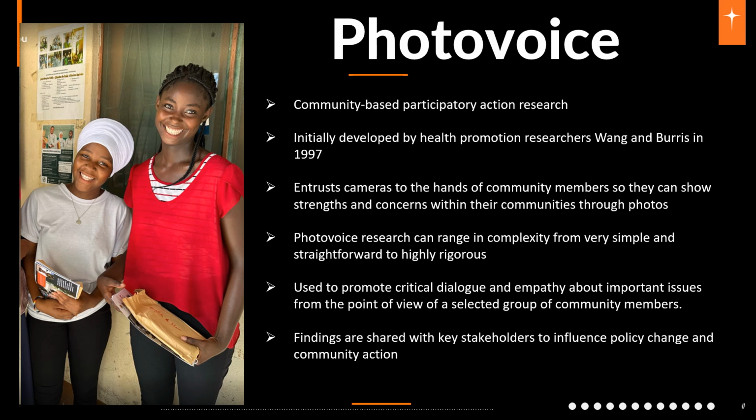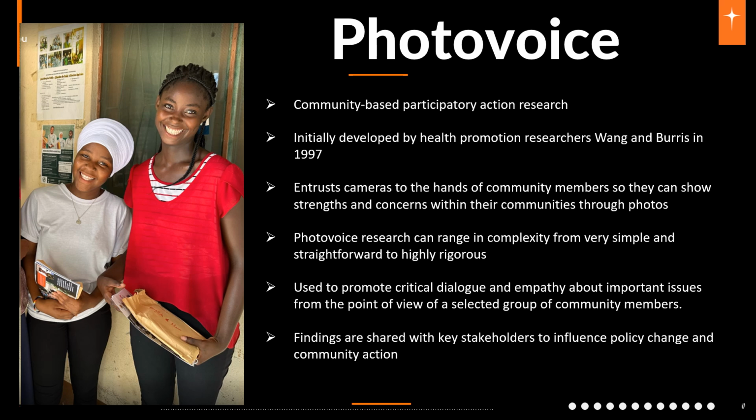I find Photovoice to be a very unusual and interesting approach. It's a community-based participatory action research approach that was initially developed by health promotion researchers Wang and Burris in 1997. It entrusts cameras to the hands of community members so that they can show strengths and concerns within their communities through photos. Photovoice research can range in complexity from very simple and straightforward to highly rigorous research projects.